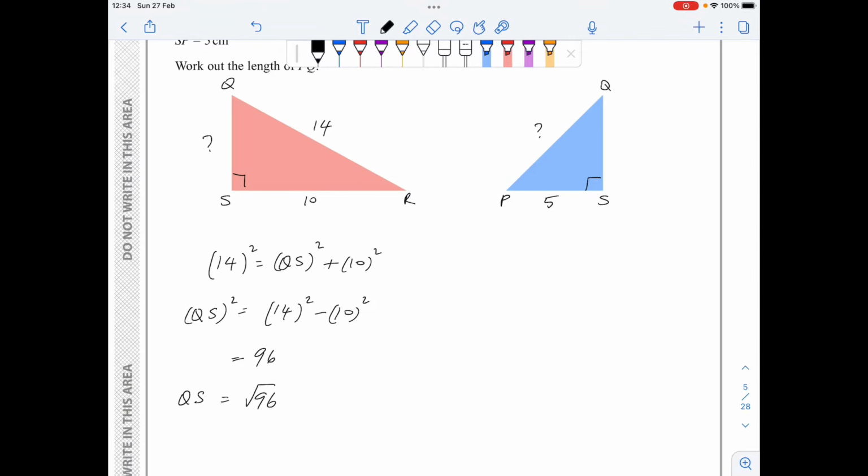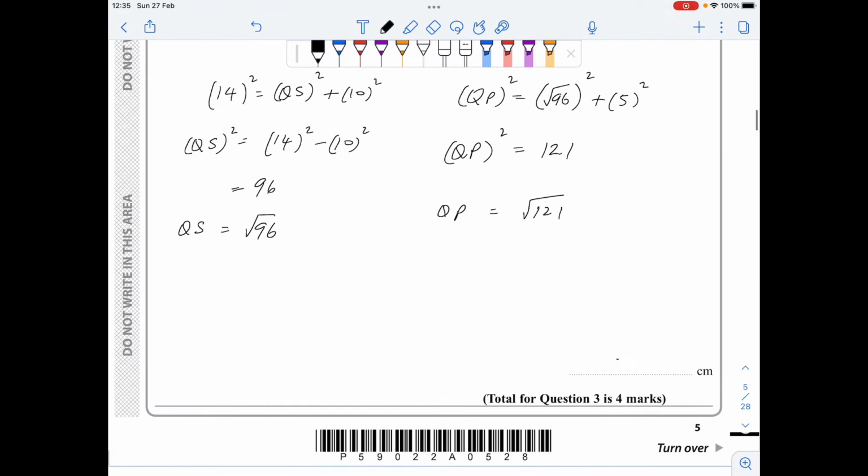And then going to the blue triangle, this side here is square root of 96. So QP squared is equal to the square root of 96 squared plus 5 squared. So QP squared is equal to 121, which leaves QP the square root of 121, which is equal to 11 centimeters.